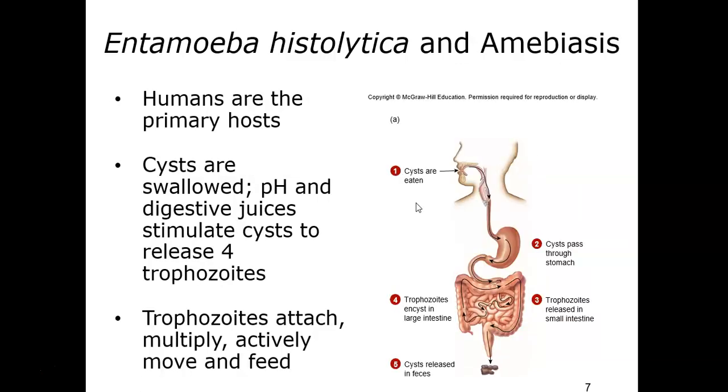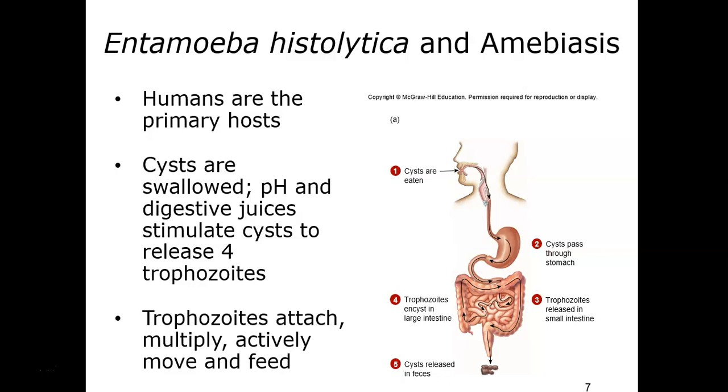Humans are the primary host of the disease, and the way that this works is the cysts are swallowed, ingested through the mouth. They are able to pass through the stomach. Now remember, the reason why the cysts are not destroyed is that they are that dormant form. It's the protective structure to ensure that the pathogen is protected from the defenses of the body. And the human stomach has an extremely low acidic pH environment.